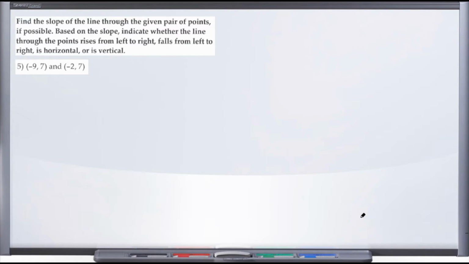All right, so taking a look here at question number 5, again, same directions as questions 3 and 4. Find the slope of the line through the given pair of points, if possible. Based on the slope, indicate whether the line through the points rises from left to right, falls from left to right, is horizontal, or is vertical.